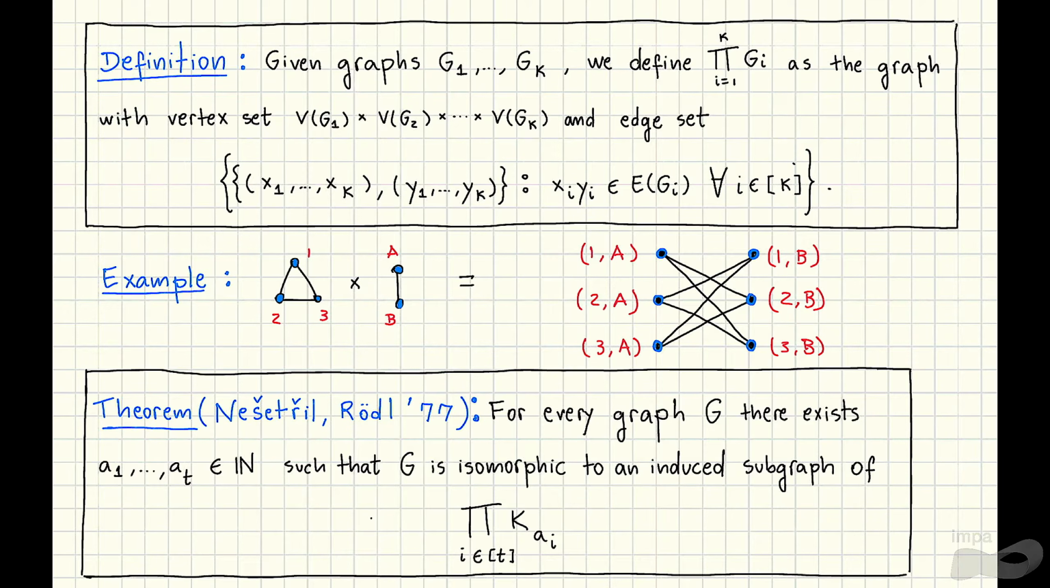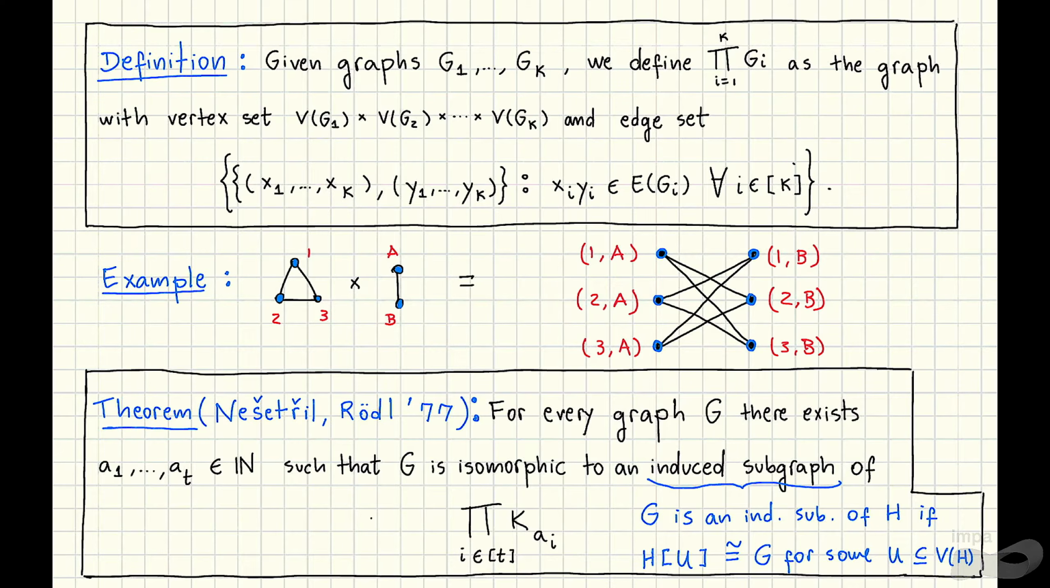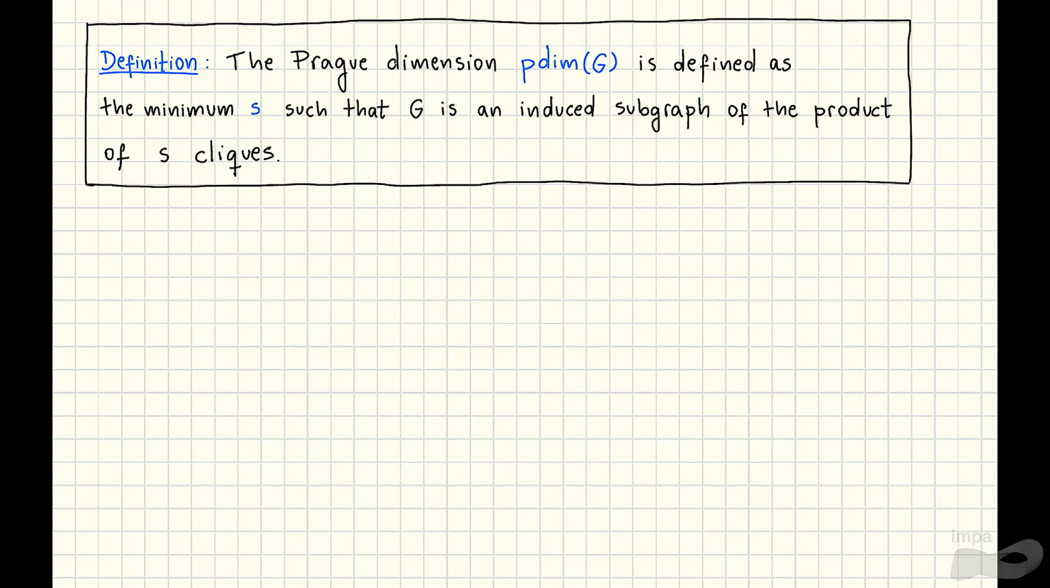Is it clear? And I remind you, what is an induced subgraph? G is an induced subgraph of a graph H if you can find some subset U of the vertex set of H so that G is isomorphic to H restricted to this subset of vertices. Okay? Okay, so now we can define the Prague dimension. The Prague dimension of a graph G is the minimum s so that you can find G as an induced subgraph of the product of s cliques, okay?